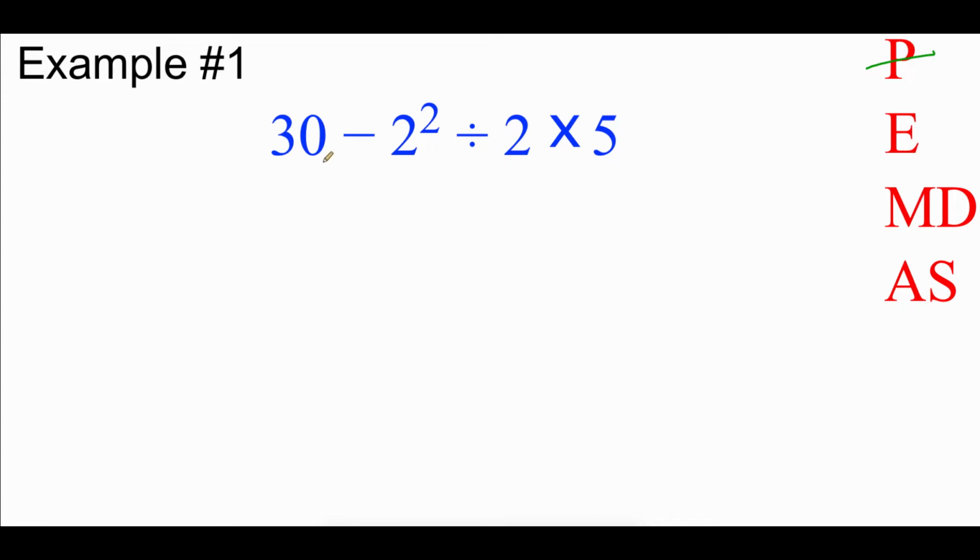exponents. As we're reading through this problem, here in the middle, this 2 squared, we have an exponent. So we're going to take care of that exponent. The 30 isn't going to change because that doesn't have any exponent on it. But when we take 2 and square it, 2 squared should give us 4. And then we're still dividing by 2 times 5. So we took care of the exponents.